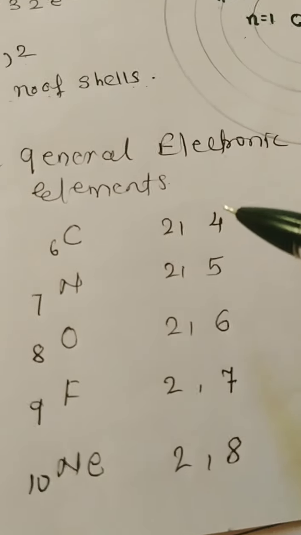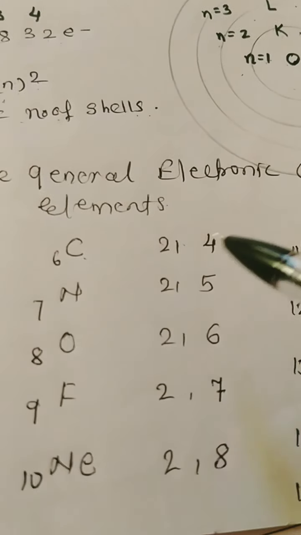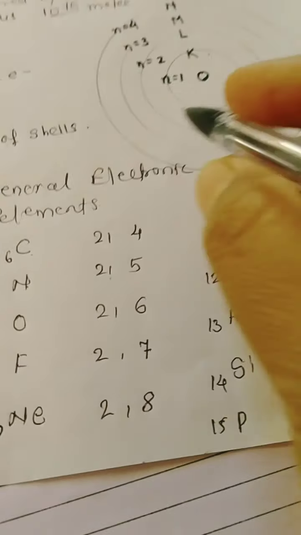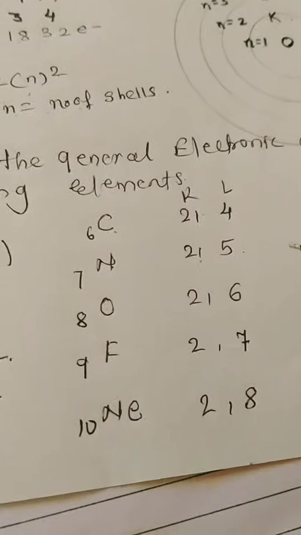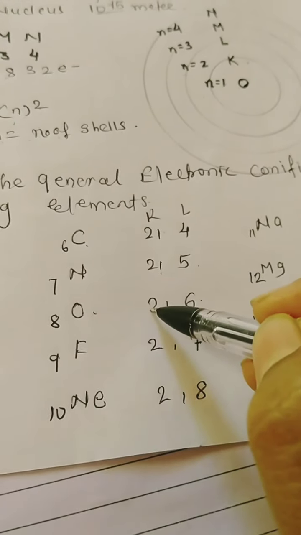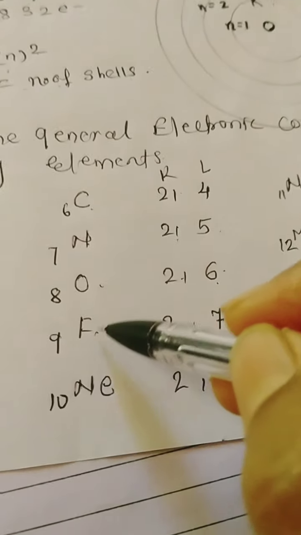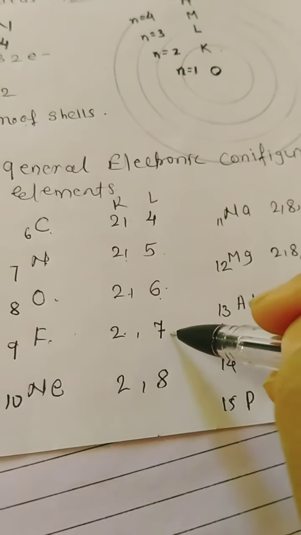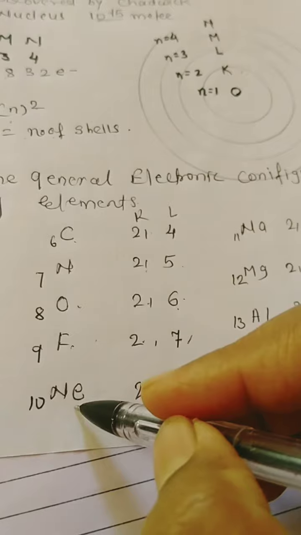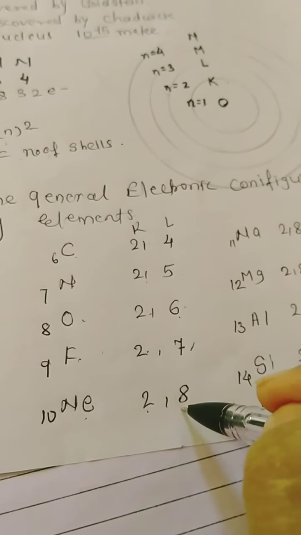In the same way, atomic number of carbon is 6, so 2, 4. Atomic number of nitrogen is 7, so 2, 5. Means K and L shell. Okay. Then atomic number of oxygen is 8, 2, 6. In the first shell 2 electrons, remaining 6 electrons in the next shell. Then atomic number of fluorine is 9, so 2 electrons enter into the first shell and the remaining 7 electrons enter into the next shell, that is L shell. Atomic number of neon is 10, so 2 electrons enter into the first shell, that is K shell, and the remaining 8 electrons enter into the L shell.